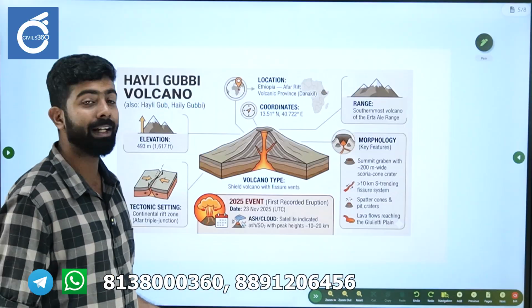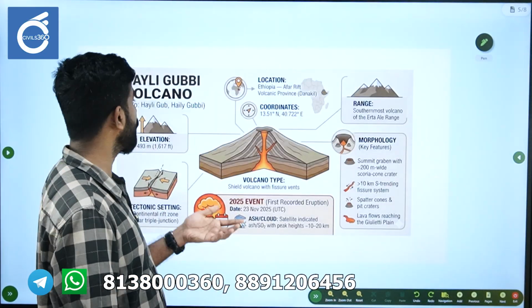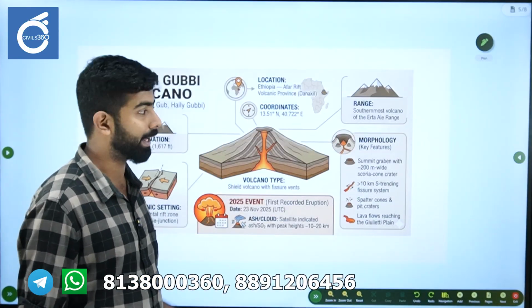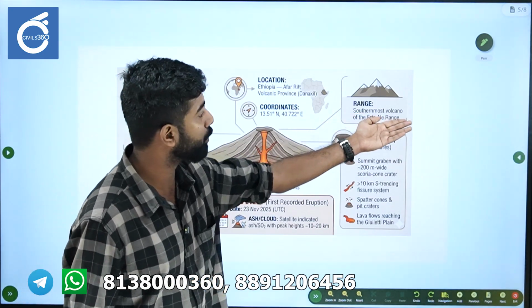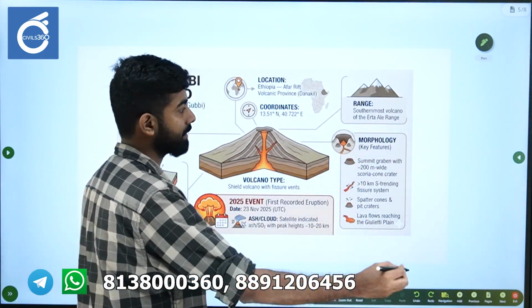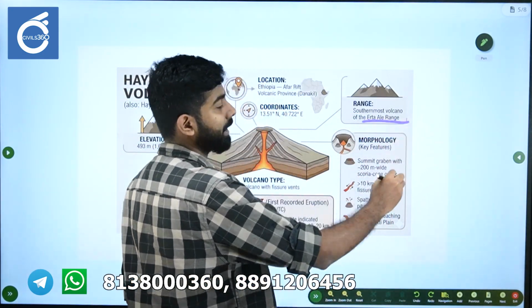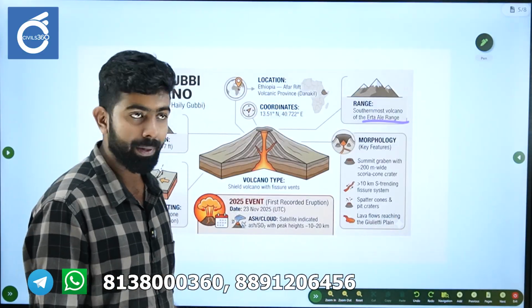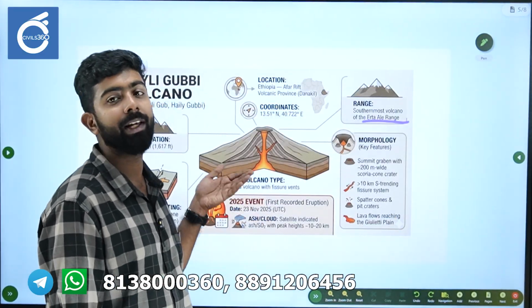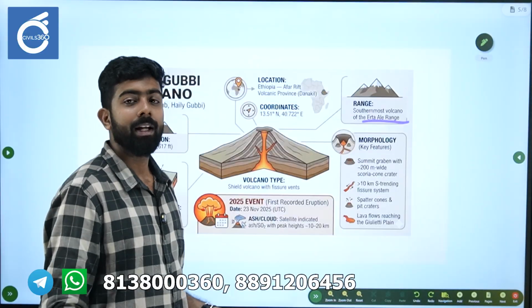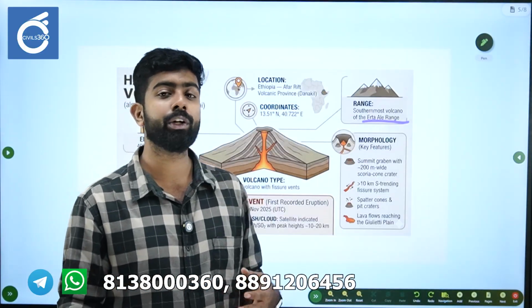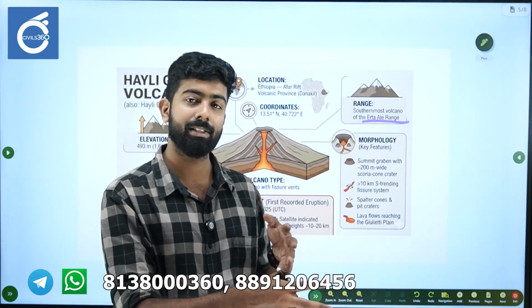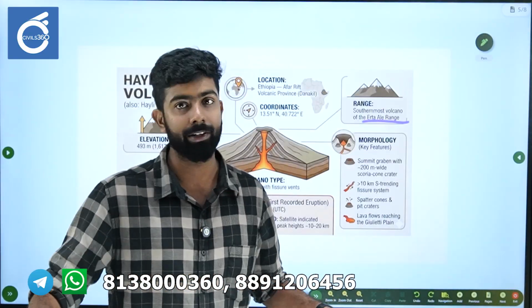So this is more in detail about the Hayli Gubbi volcano. Here you can see the southernmost volcano of the Erta range. That's an important range in Ethiopia, and the southernmost volcano is this volcano, Hayli Gubbi. Whenever you study a particular volcano, you need to know whether it is a composite volcano, which is a stratovolcano, or a shield type of volcano.